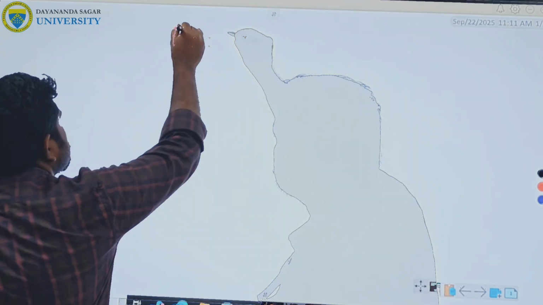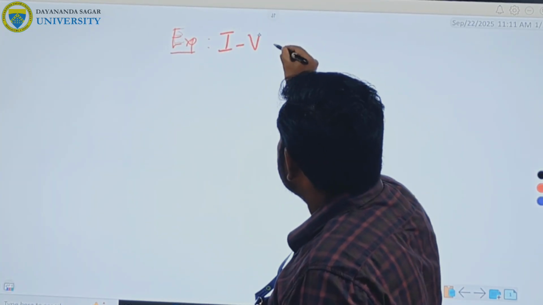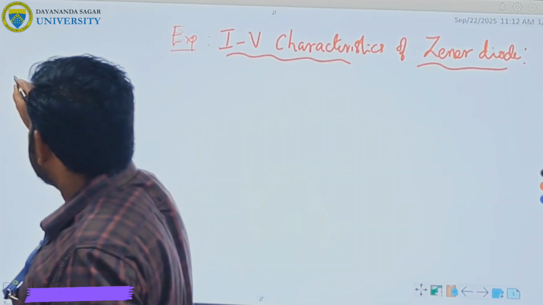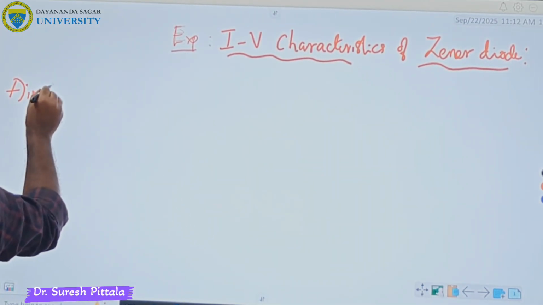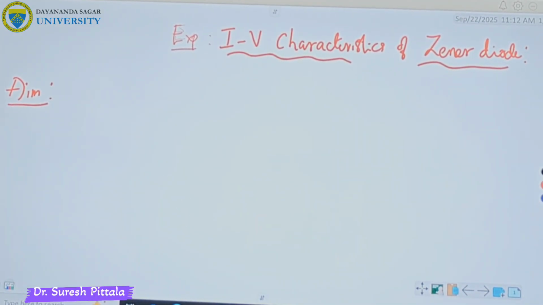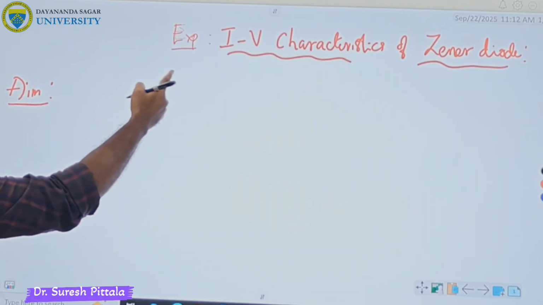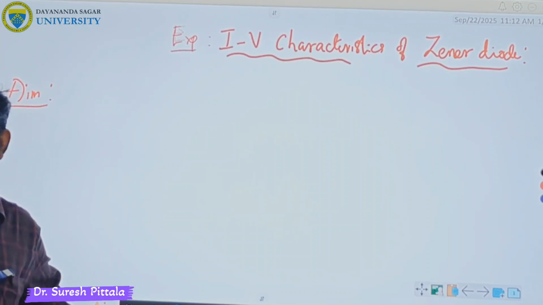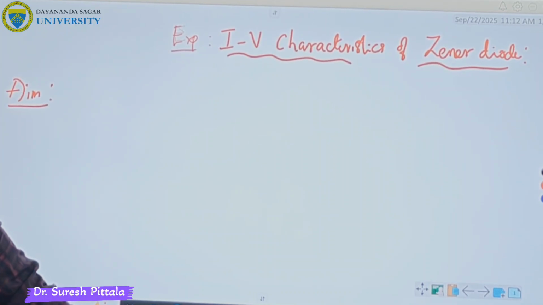So today we are going to discuss two experiments. Experiment number one is the IV characteristics of a Zener diode. So what is the aim? In this experiment, our objective is to study the input, nothing but the voltage you are giving as an input, and how the Zener diode responds as an output, nothing but how the current comes out of the Zener diode.